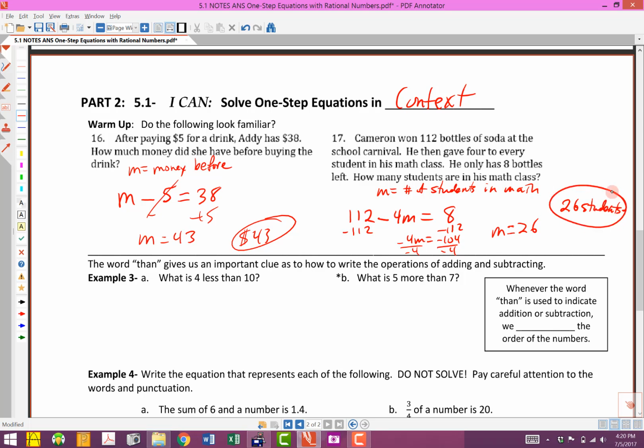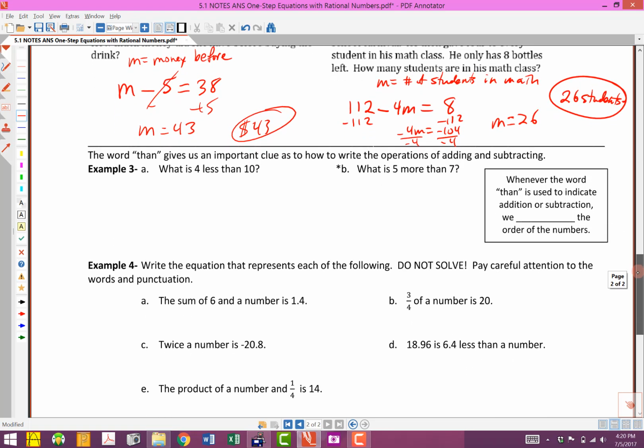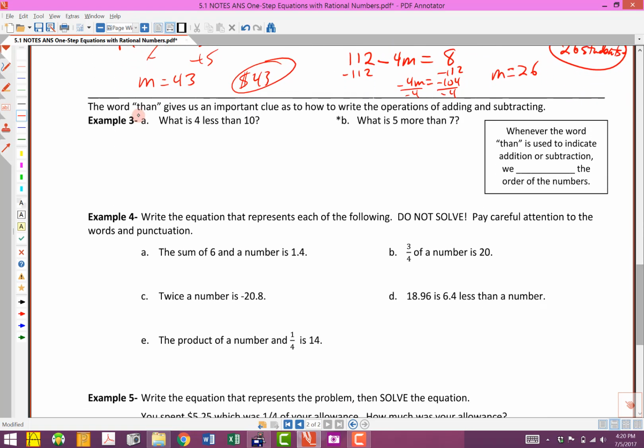Okay? Now, as we go through and solve some of these one-step equations in context, again, it's important to keep in mind that word "than," that it gives us a clue as to how to do these. So whenever we see the word "than" used to indicate addition or subtraction, we switch the order of the numbers. Switch the order of the numbers.